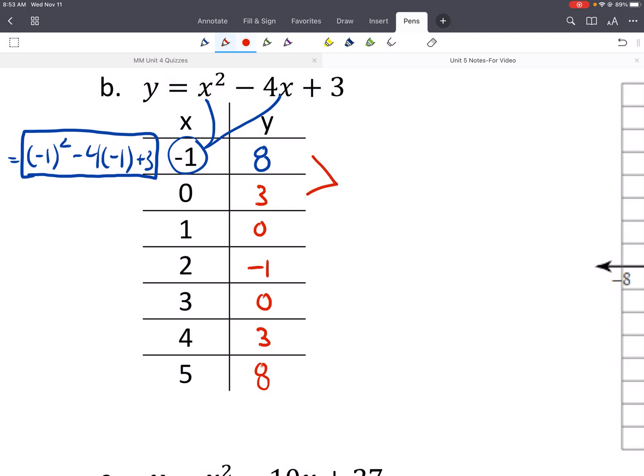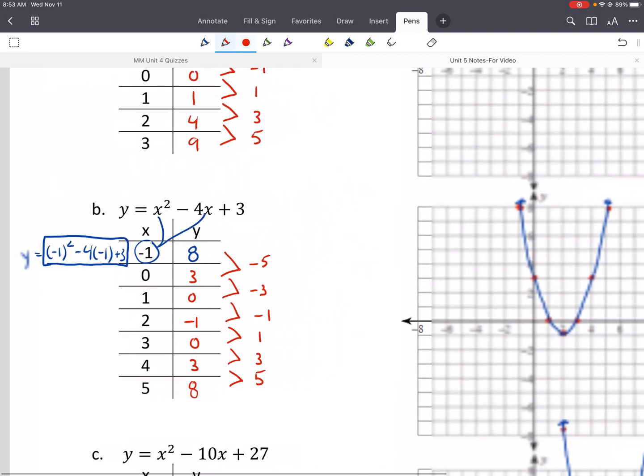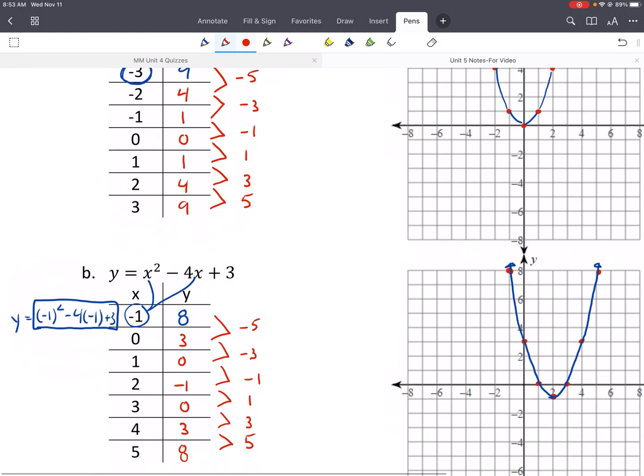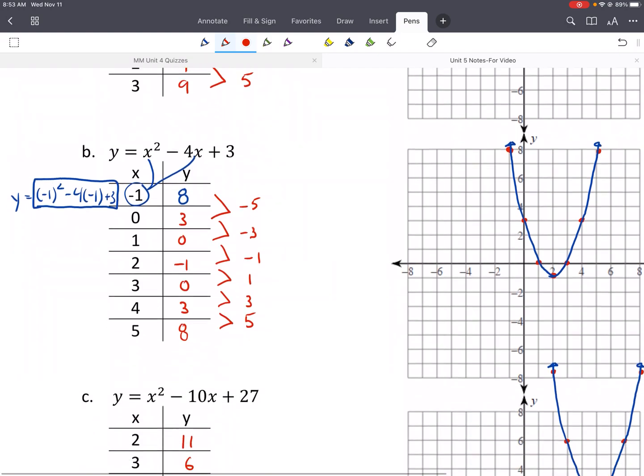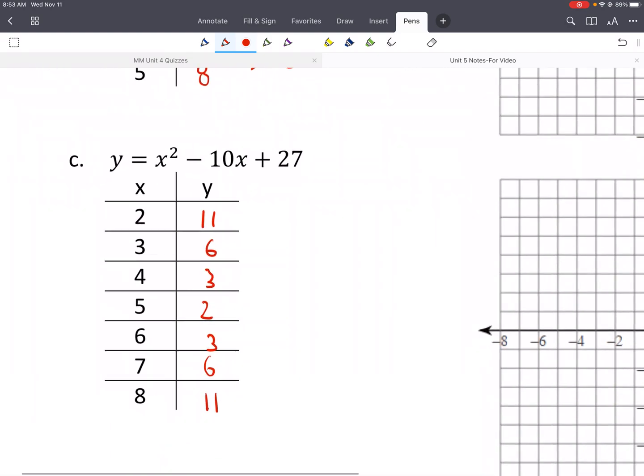Here we'd find the difference: 3 minus 8 would be negative 5. 0 minus 3 is negative 3. Negative 1 minus 0 is negative 1. 0 minus a negative gives a positive, positive 1. 3 minus 0 is 3. And 8 minus 3 is 5. Well, wait a minute. What do you notice about the rate of change for A and B? They're the same. So let's look at C. Maybe they're all the same.